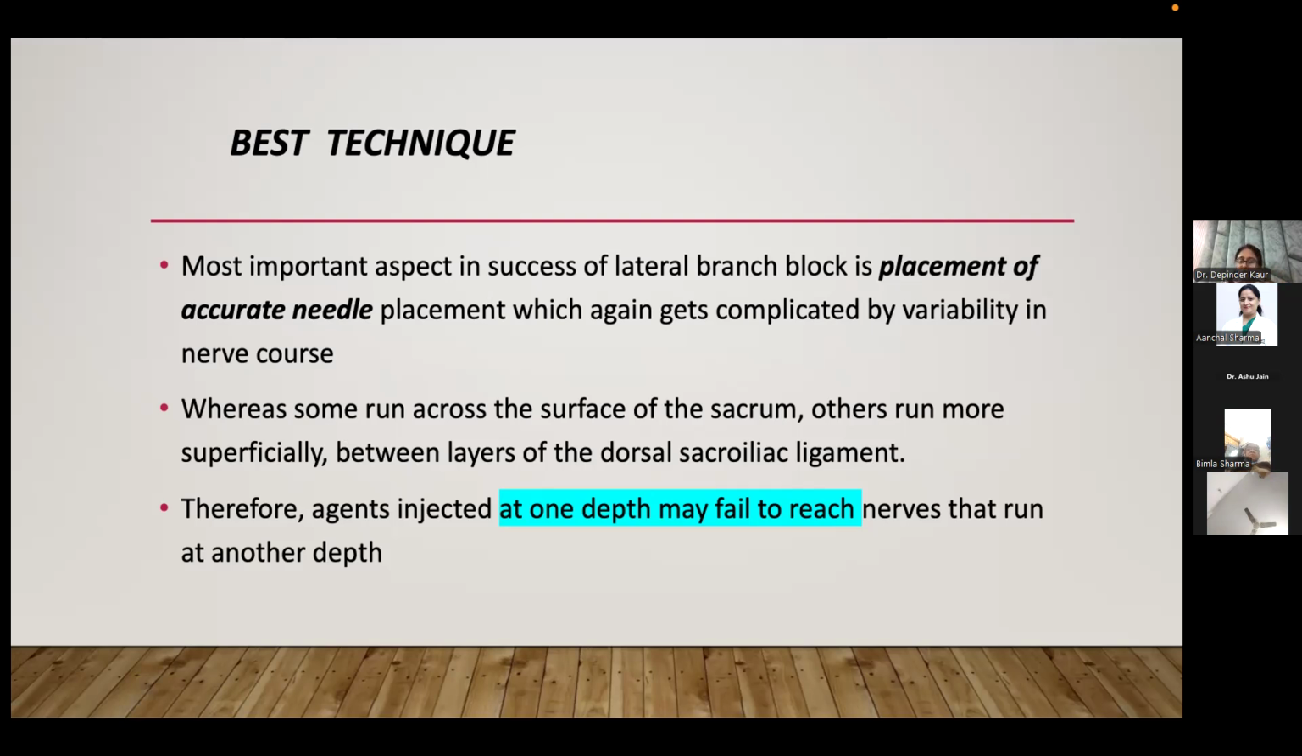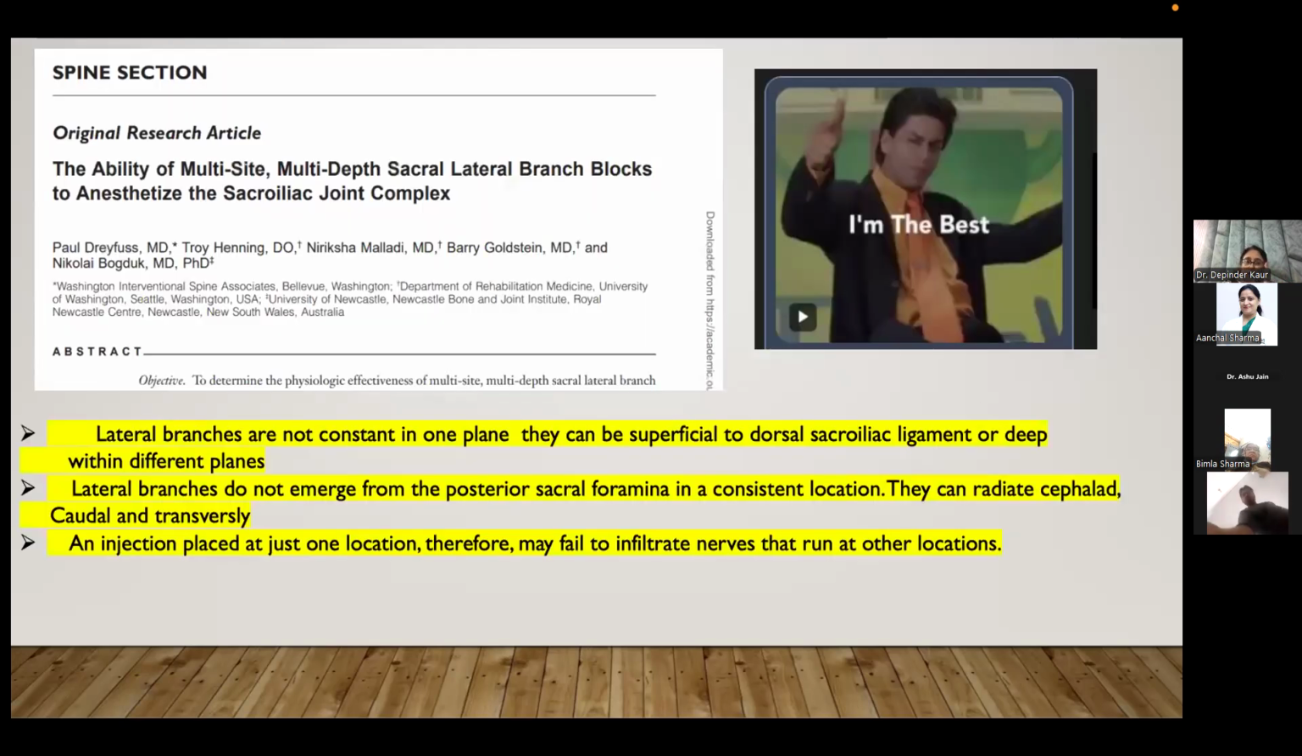So what is the solution for this? What is the best technique? The technique which has been advised is the multi-site, multi-depth sacral lateral branch block to anesthetize the sacroiliac joint complex. The whole idea is that because the lateral branches are very variable in their course, this technique involves injection at S1, S2, S3 paraforaminal at 16 points. You give the injection at the level of the bone, then withdraw the needle 3 mm and give it again. So this technique is going to cover most of the lateral sacral branches.